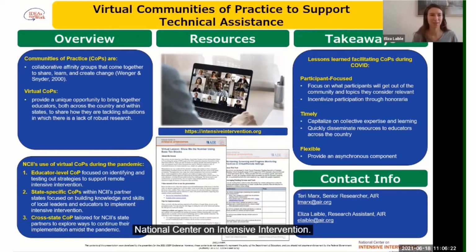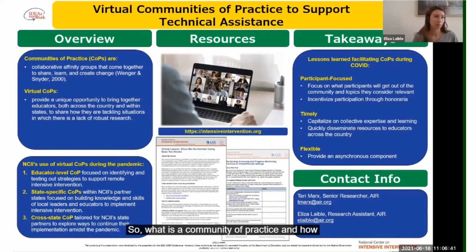We hope that this poster will help you to identify the critical components of a successful community of practice and understand the benefits of using a virtual community of practice for intensive intervention implementation efforts.